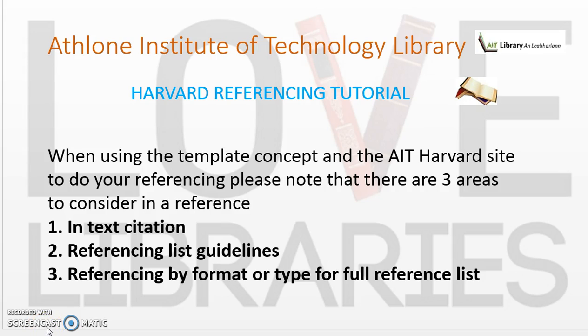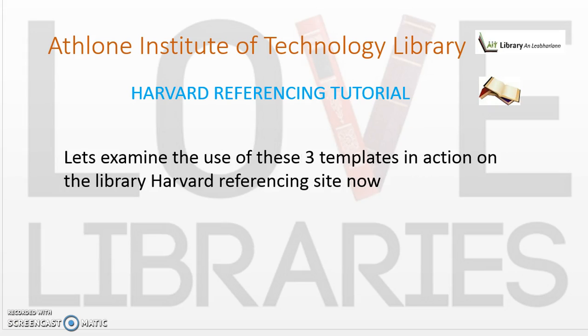When using the template concept and the AIT Harvard site to do your referencing, please note that there are three main areas to be considered in a reference: the in-text citation, the full reference list guidelines, and referencing by format or type for the full reference list. Let's examine the use of these three templates in action on the Library Harvard referencing site.